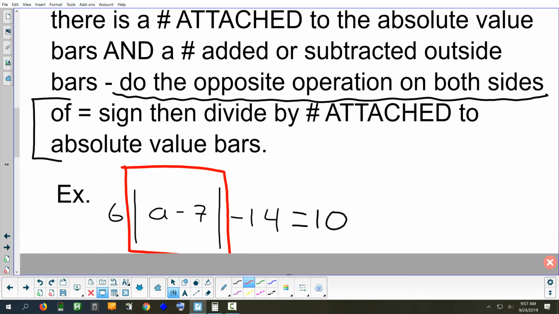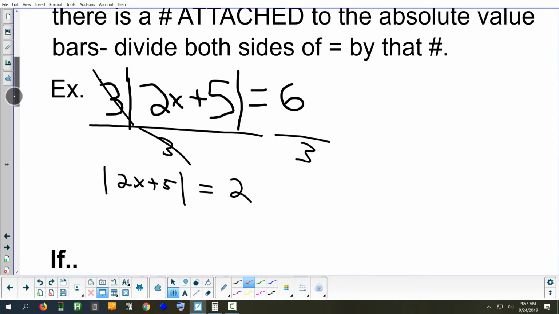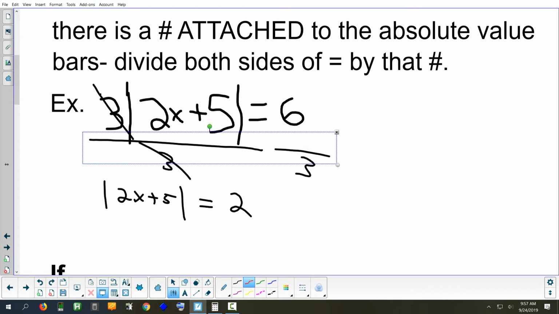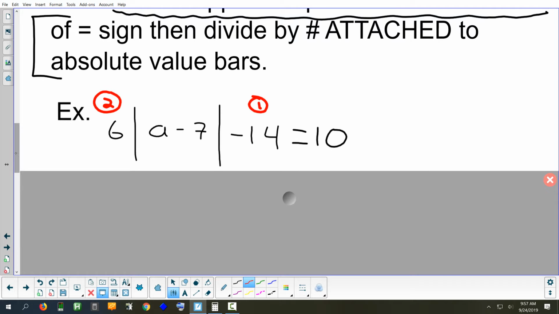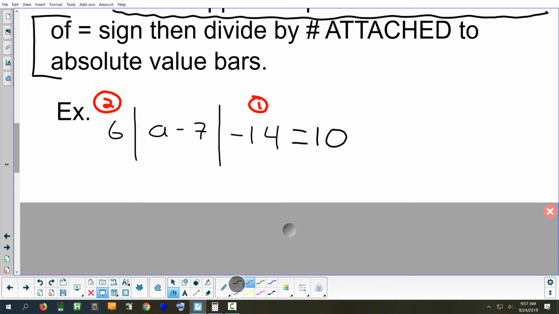Yeah, James? 2. There's a 6 and there's a negative 14. Both of those are no good. We can't have those there. Okay? So the first thing you're going to deal with is that by doing the opposite operation. And then the second thing you're going to deal with is that. So the second thing, you guys already did something like that right here. The second thing is just doing this again. But the first thing is getting rid of that negative 14.